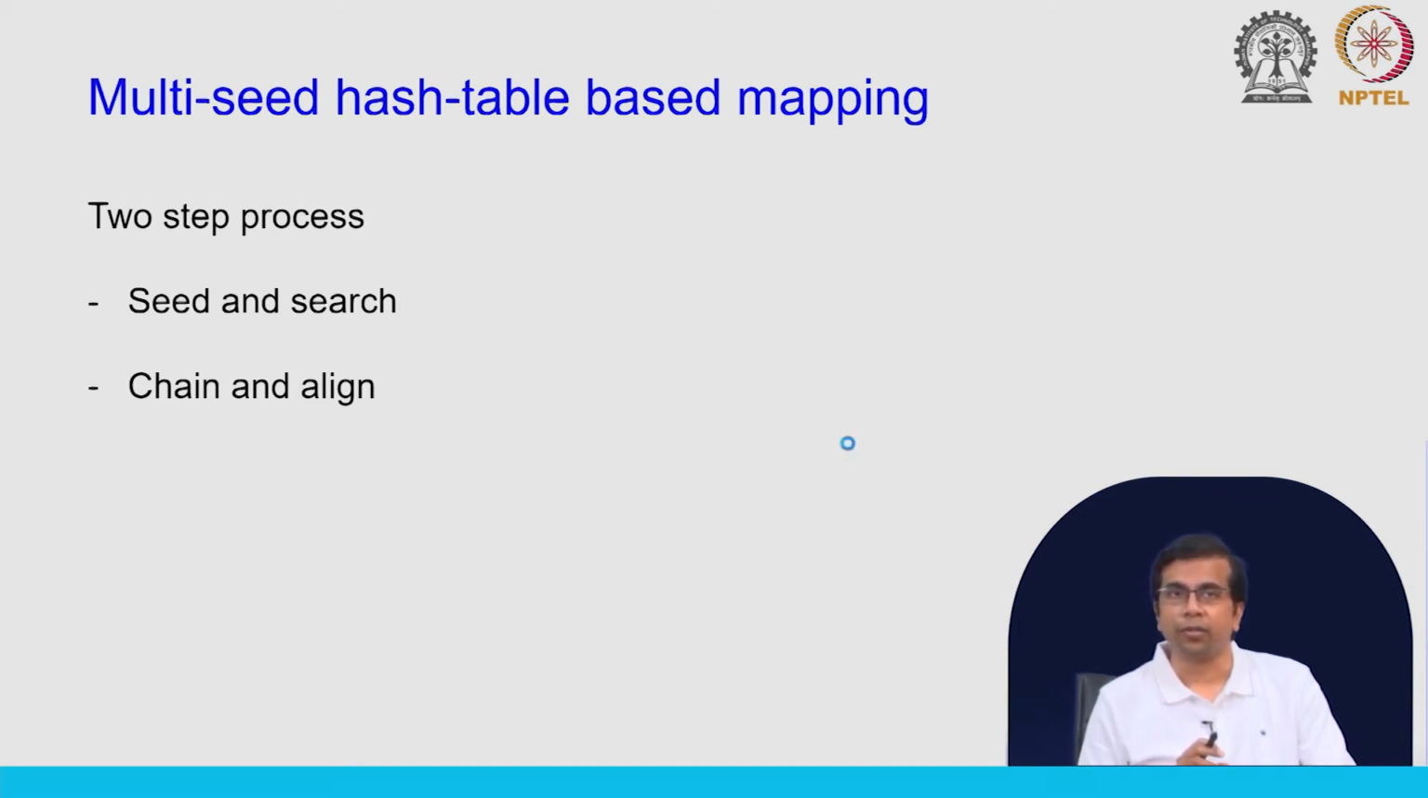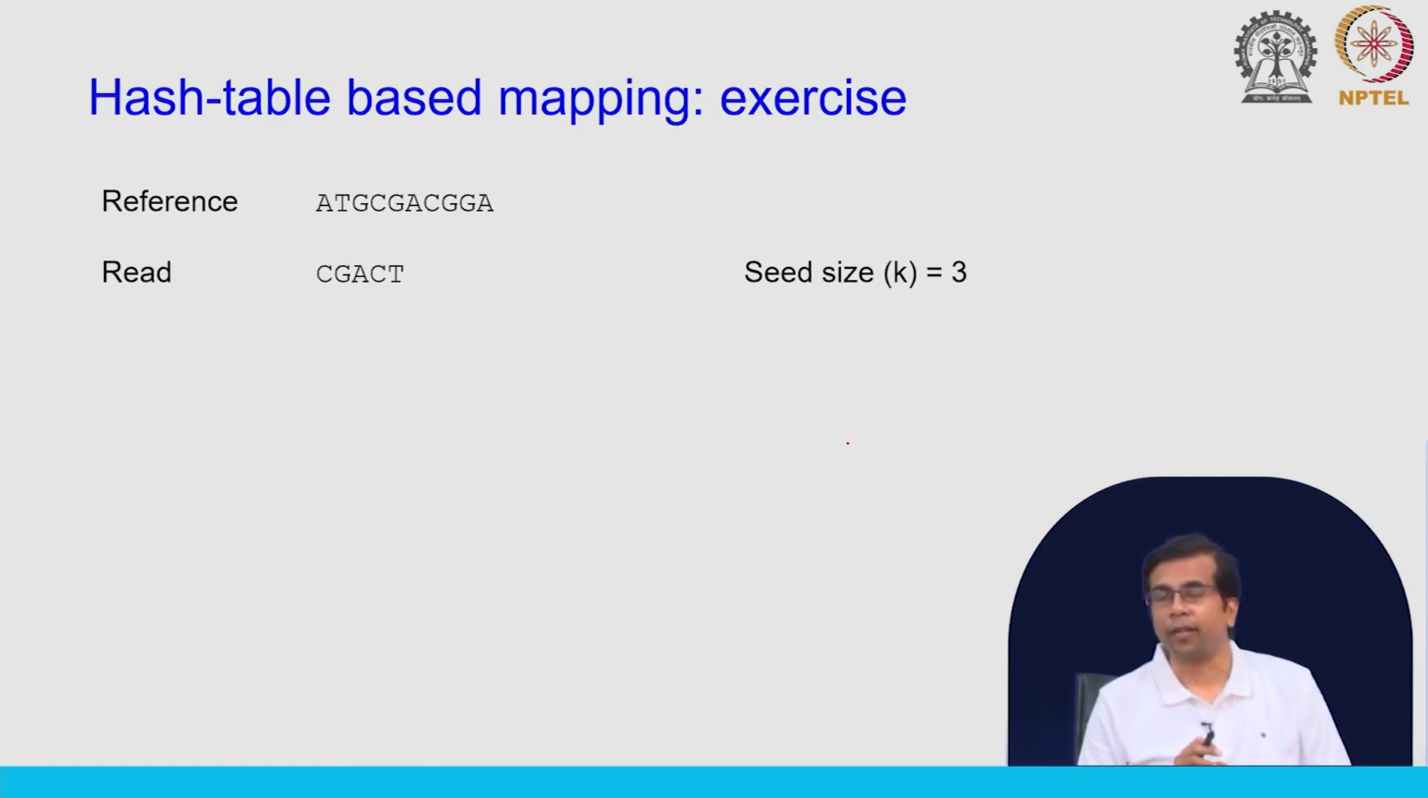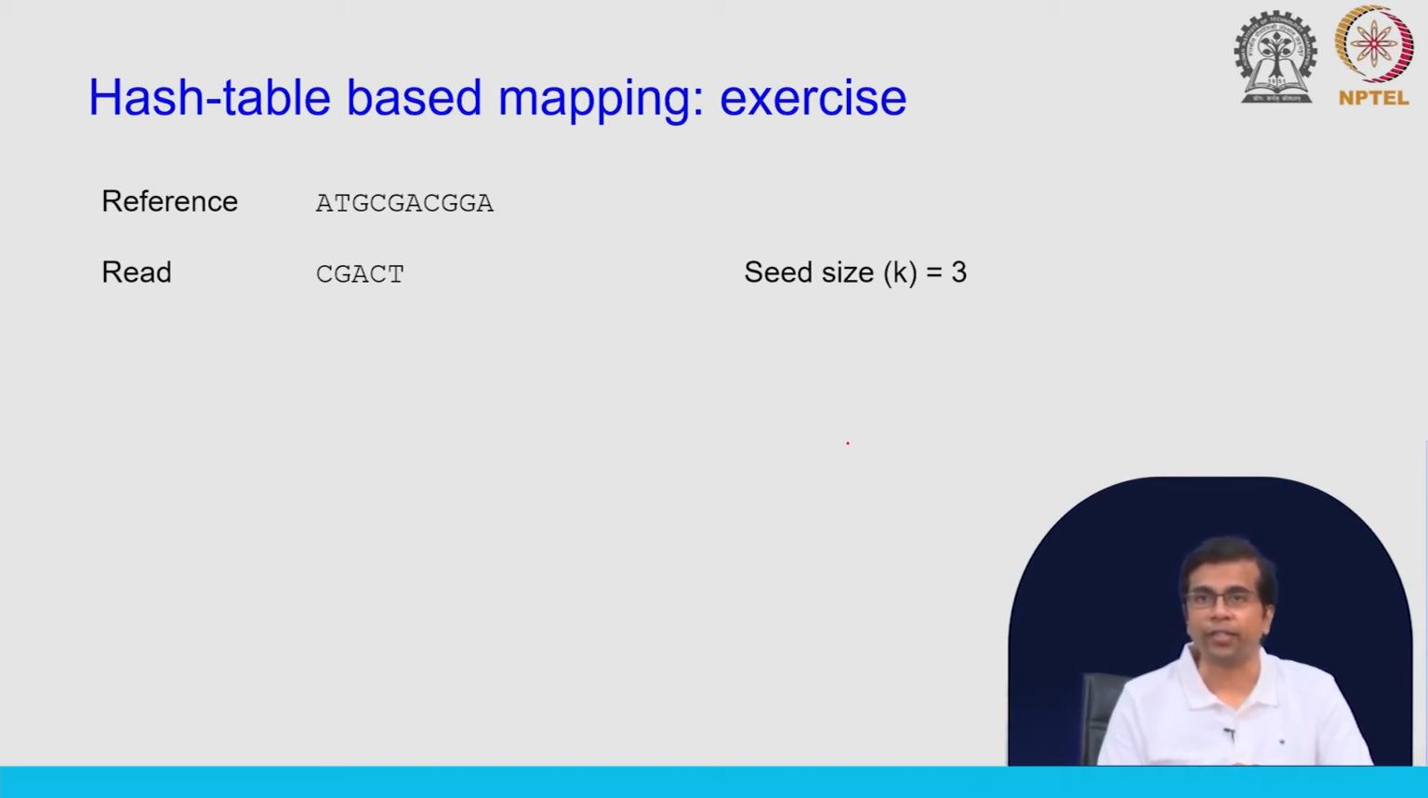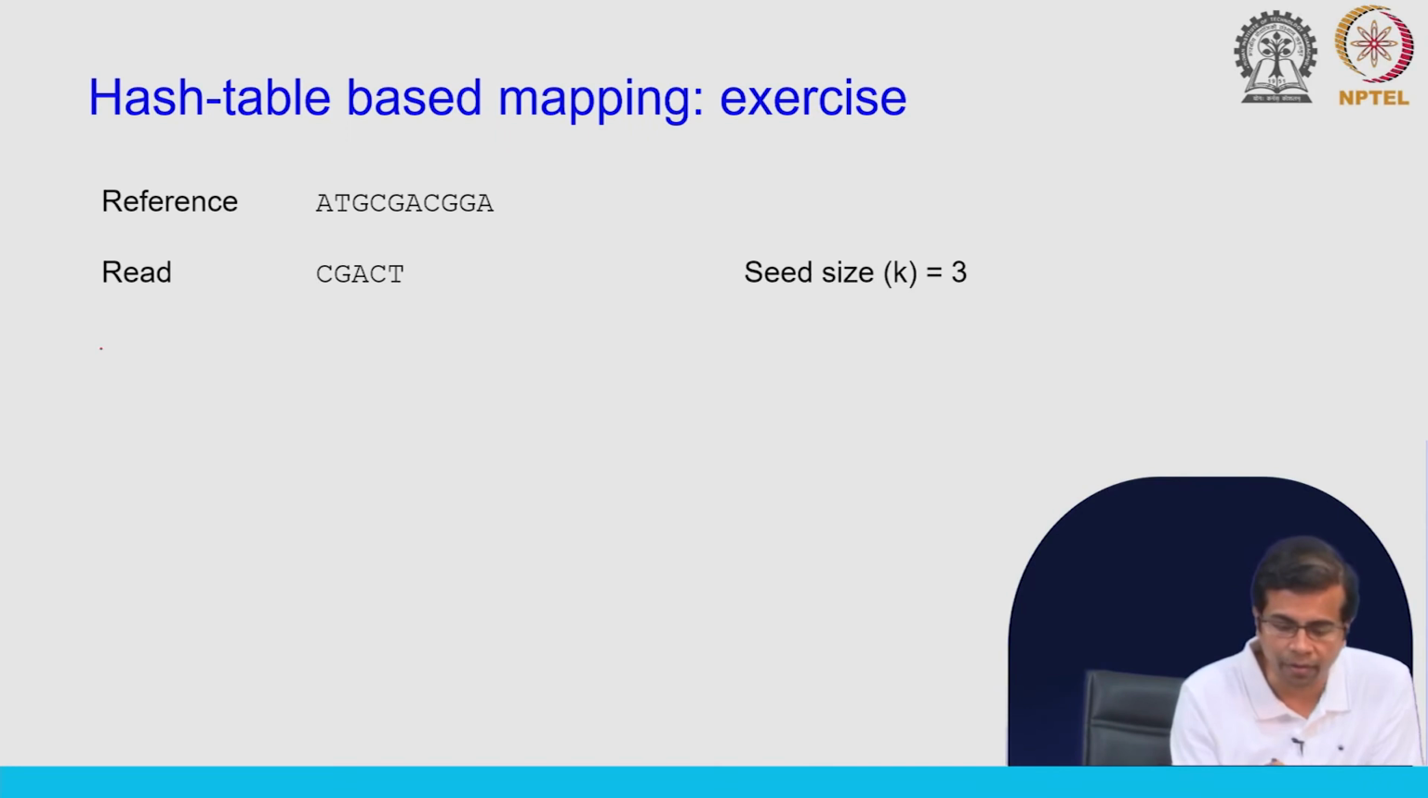Okay. So, let us look at another exercise. Let us take this example and illustrate how we will find this read position in the reference genome. Also the seed size is given, k equals 3. So, let us build those seeds from the reference stored in the hash table, and then we will also generate the seeds from the read, and we will try to find them in the reference hash table. Okay. So, let us do that for reference.